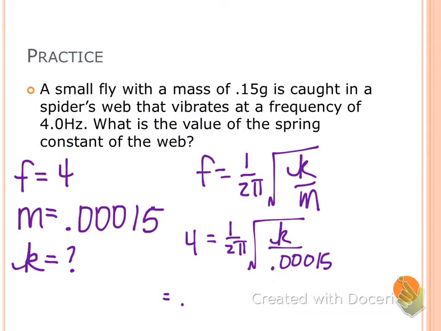Let's just think about this here. A spider's web that vibrates, are we thinking a big spring constant or a little spring constant? Hopefully we're thinking little here, right? That's not a very tough spring. It's a web. So we get 0.095 newtons per meter.